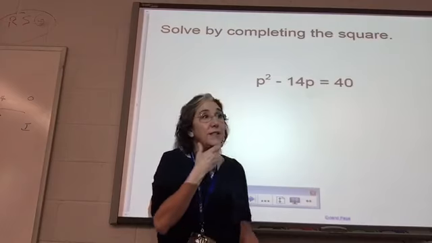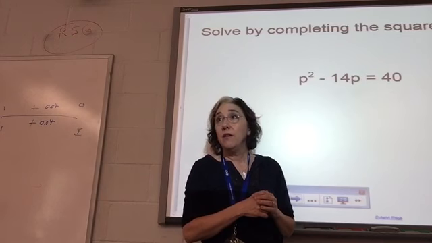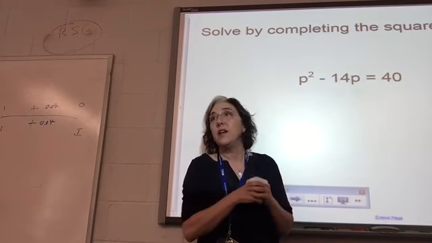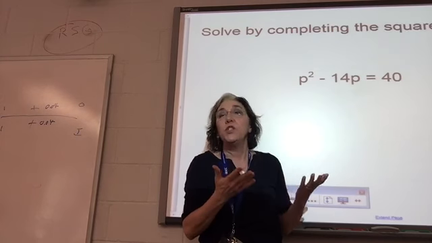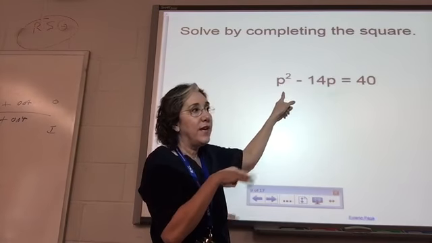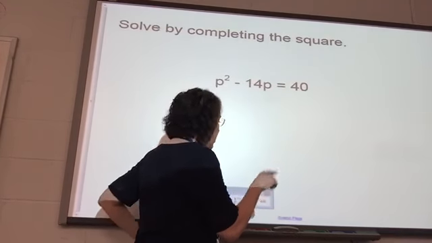Oh, and by the way, this doesn't work if I have a number in front of the square. I would need to divide it. Well, you're probably not going to come across that, but just so you know, you have to have your variable squared without any other constant.